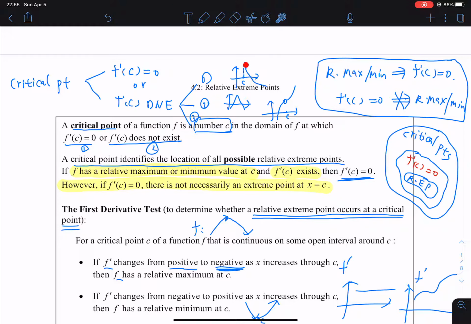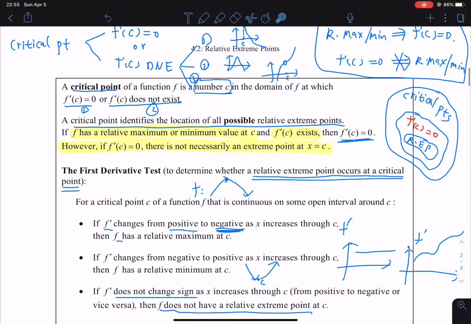If the function has a vertical tangent line, then the derivative does not exist at the single point C. Second, if the function has a sharp corner at point C, then the derivative does not exist at that point. And the last one is if the function is not continuous, for example like this one, where we have a hole, then the derivative at that point C does not exist. So two cases: the derivative does not exist, or the derivative is 0. No matter which of the two cases, we say this point is a critical point.